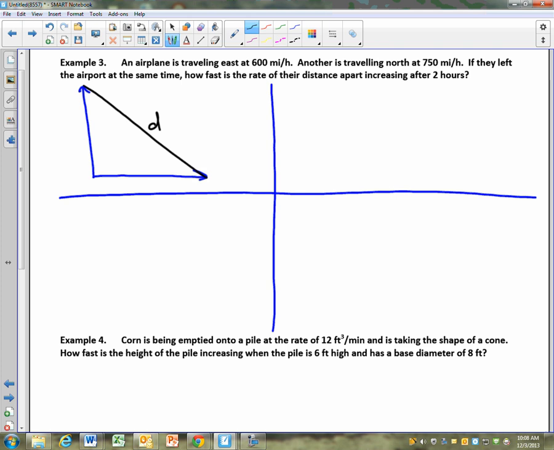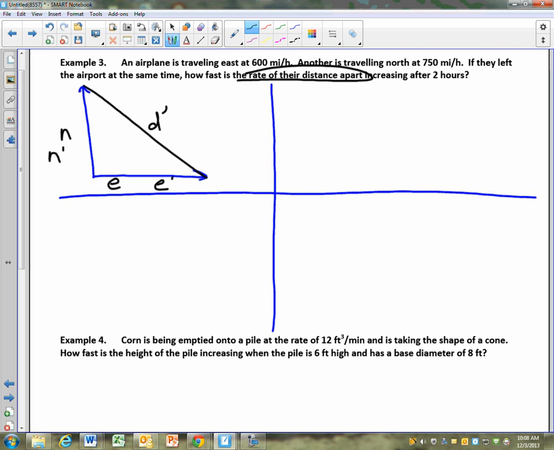Okay? How fast is the rate of their distance apart increasing? Okay? So we're looking for d prime, that distance. What would you like to call this variable here? N for north. Do you know n? Do we know n prime? Yes. Do we know e? Do we know e prime?